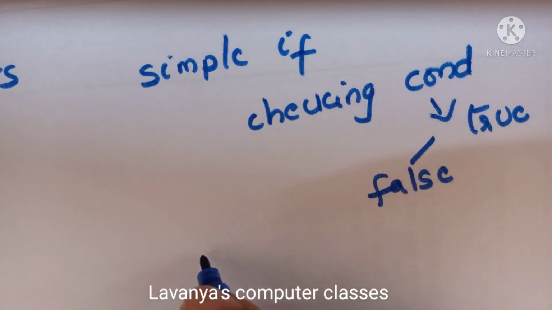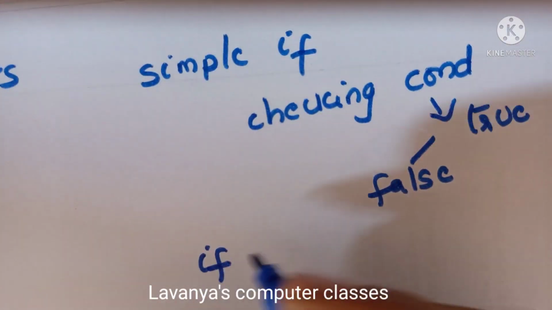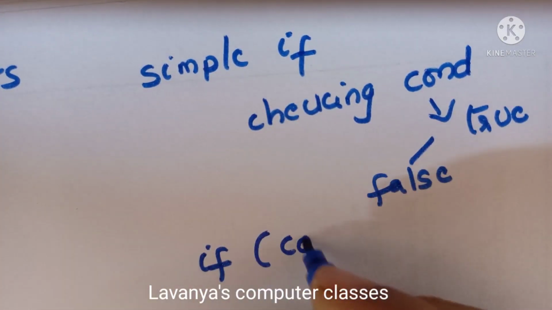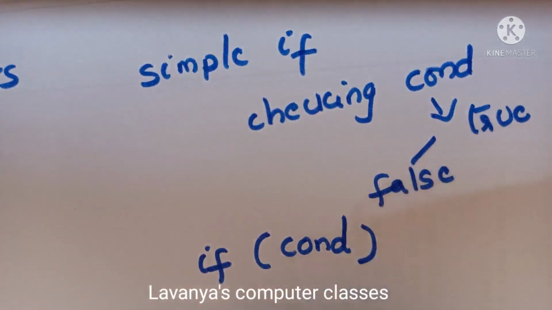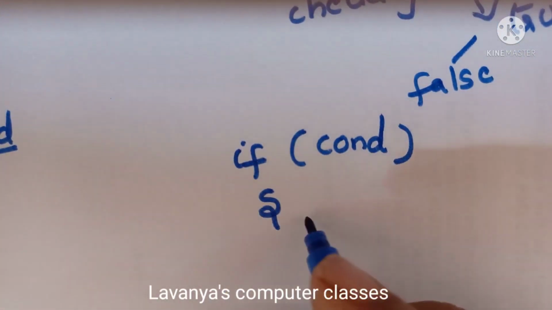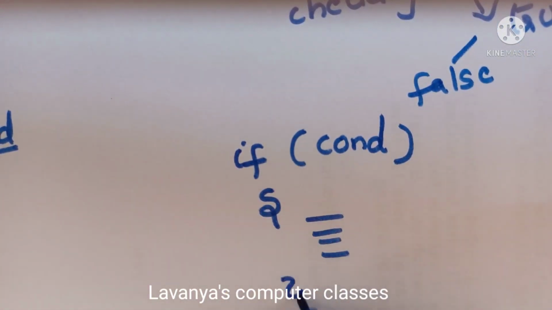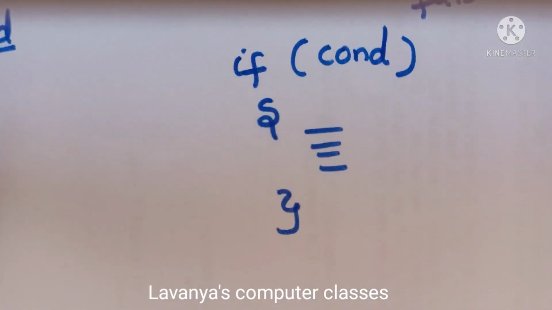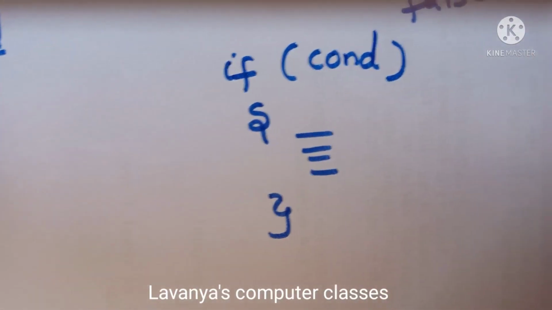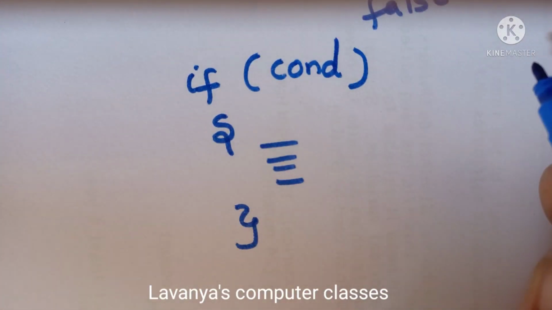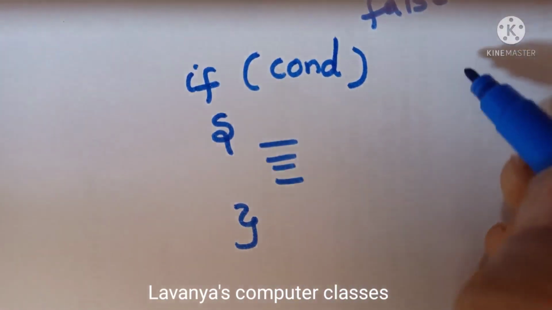Syntax: if is a reserved word, followed by a condition, and keep the condition in brackets, which is compulsory. Every condition may be true or false. If the condition is true, execute whatever you want. If the condition is false, nothing, we are not specifying anything. Remember one thing: the simple if statement executes the statement only when the condition is true.